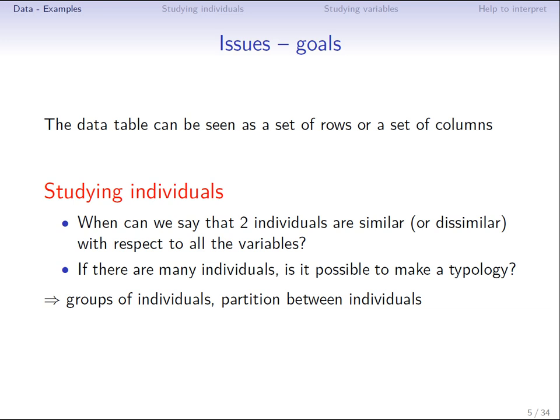For the study of individuals, that is to say for the study of the rows, I need to know when two individuals are close and when they are different from the point of view of all the variables. If there are many individuals, I'd like to propose a typology of the individuals. Which are the more similar individuals and the most dissimilar? Are there any groups of individuals which are homogeneous in terms of their similarities? In addition, we should look for common dimensions of variability which oppose extreme and intermediate individuals.